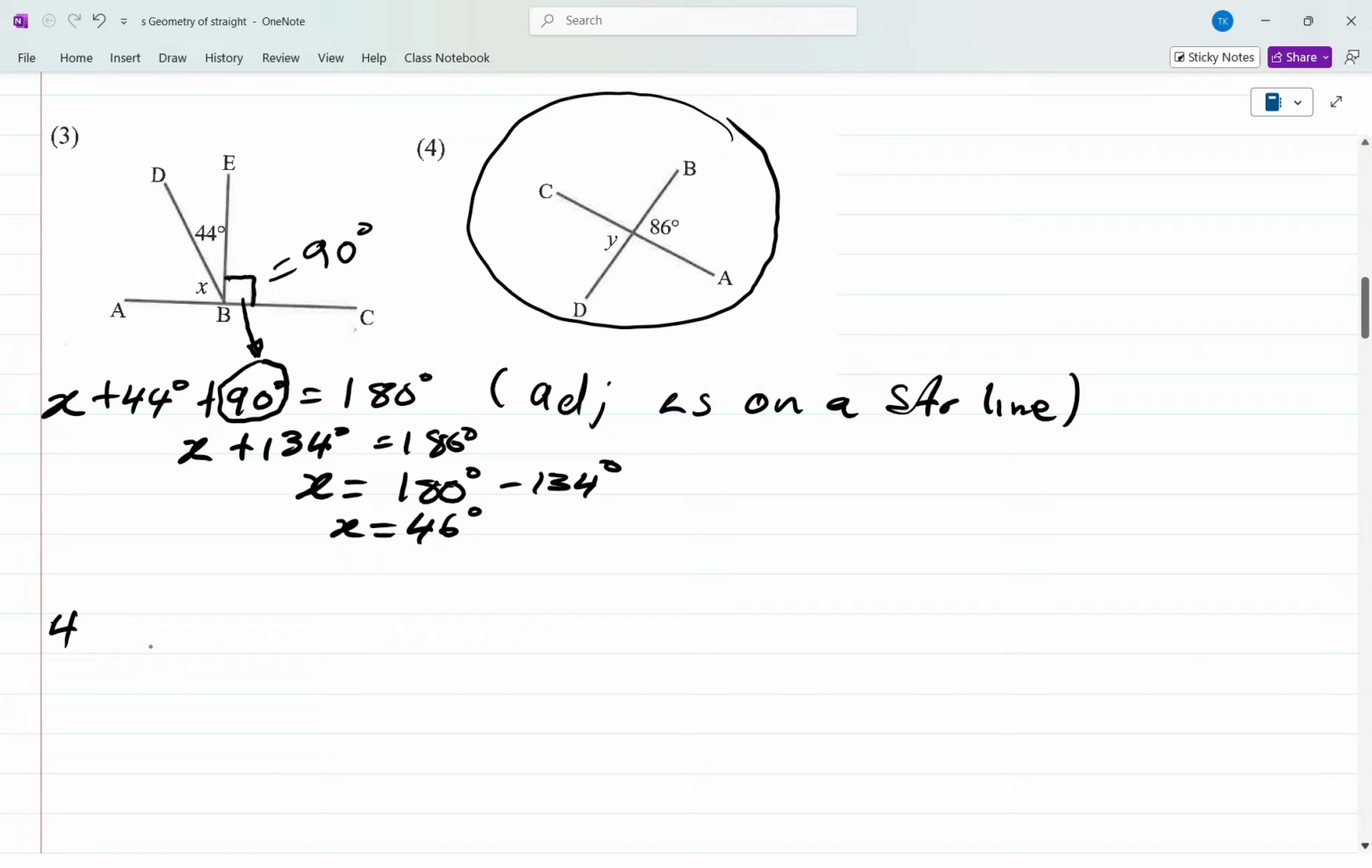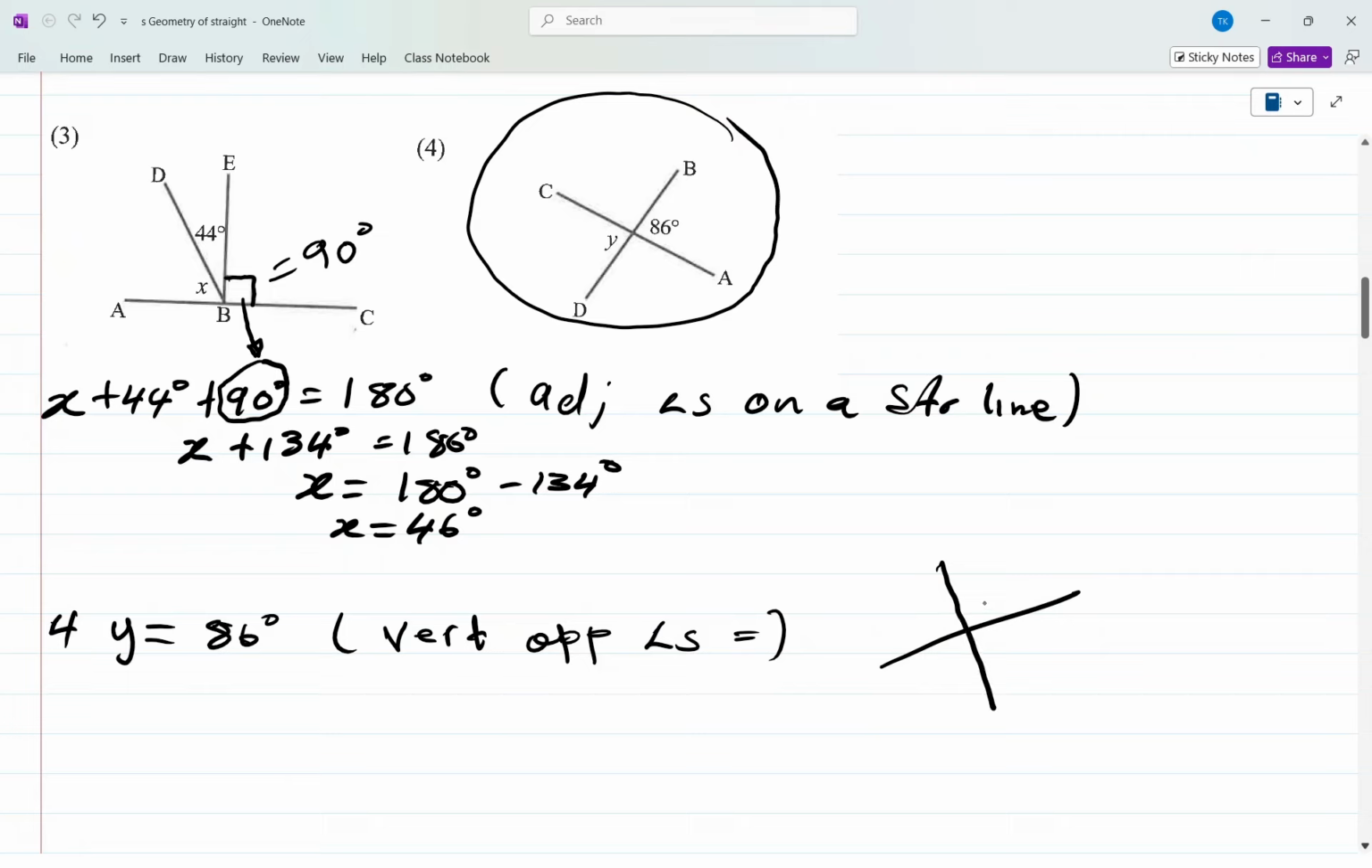But if you may recall from our first video, we are going to be saying y is the same as 86. No further calculations needed there. Why do we say that? We are saying that because vertically opposite angles are equal. Just to give you a reminder, vertically opposite angles are coming to you in this way. When you have two lines crossing each other once, this top angle will be the same as the bottom one. The one on the left will be the same as the one on the right.